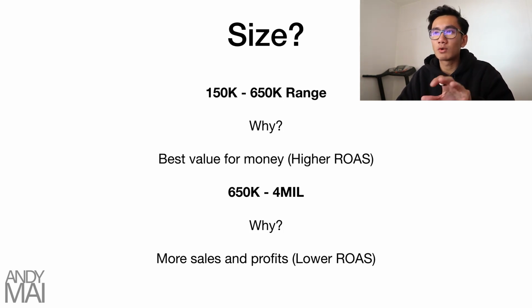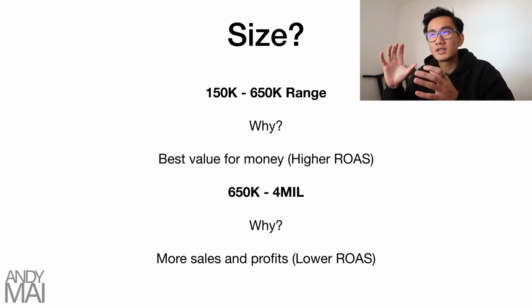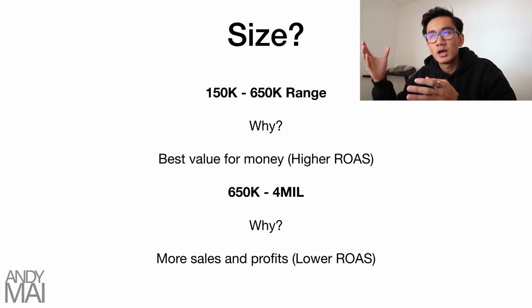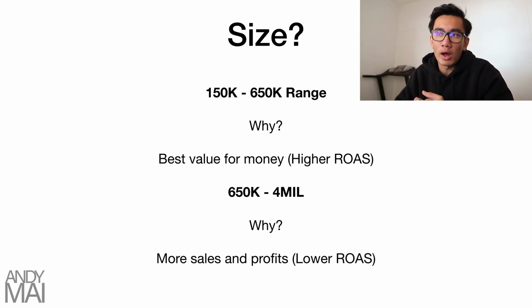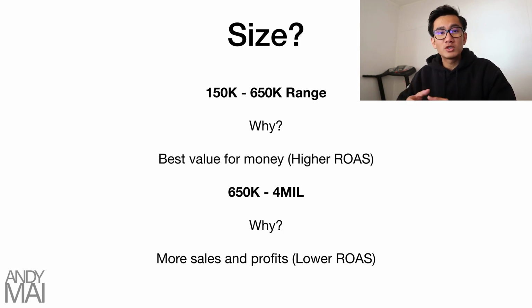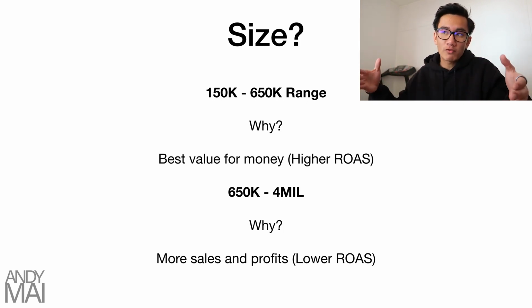You're looking for pages roughly 150 to 650,000 followers. Why? Because this is sort of the range where you get the best value for money. At this range, you're going to have a much higher ROAS. But as you scale, you definitely want to go to the 650k range all the way up to 4 million. Why? Because you'll be able to get much more reach, much more sales, and much more profits, but you're going to get a lower ROAS.